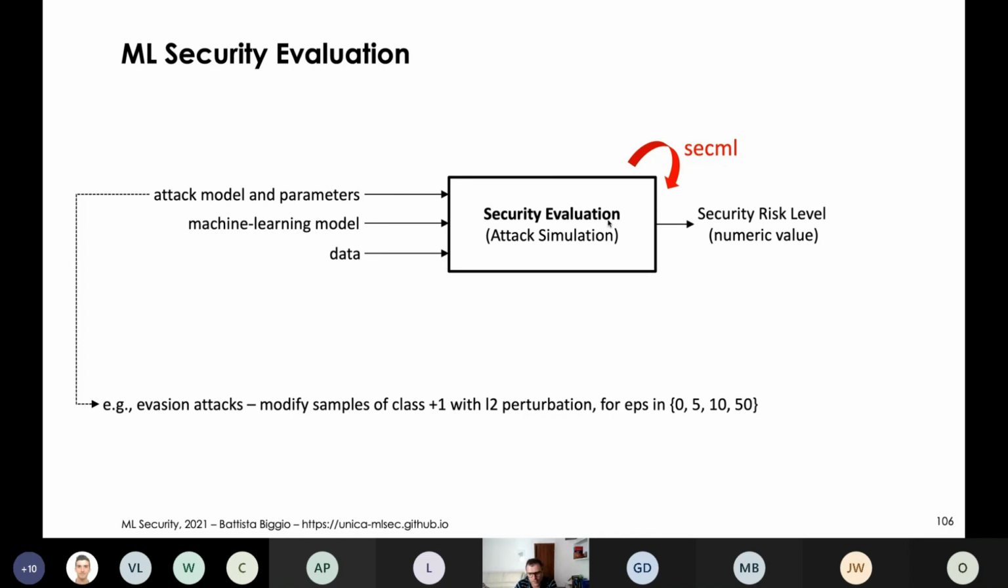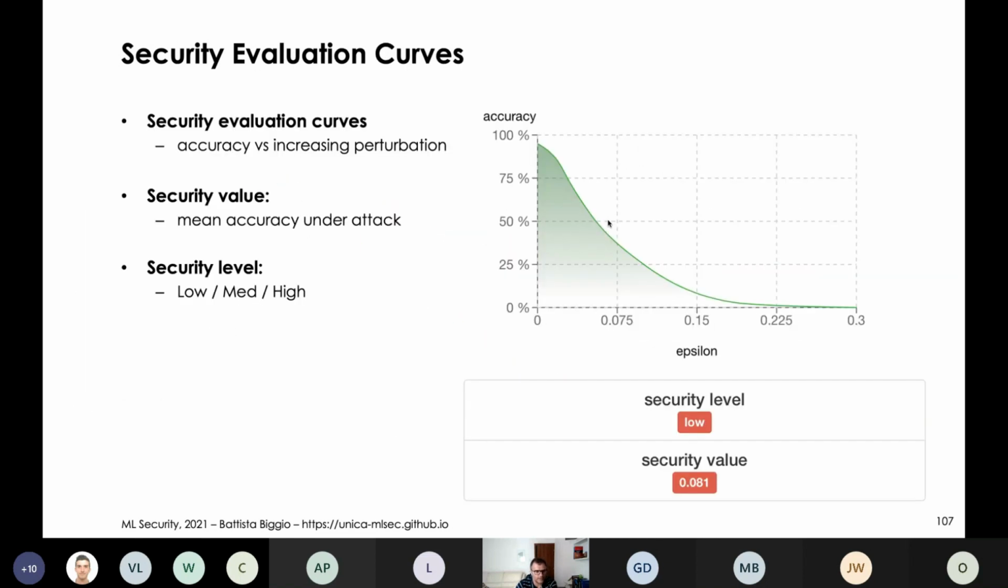So this is going to tell you whether the model is robust to this attack or not, or to what extent this happens. This is basically the idea that we had in mind when deploying this kind of tool, and what it produces, given the inputs that we just described, is what you see here. It gives you back the security evaluation curve, reporting how the accuracy drops as soon as you increase the amount of perturbation.